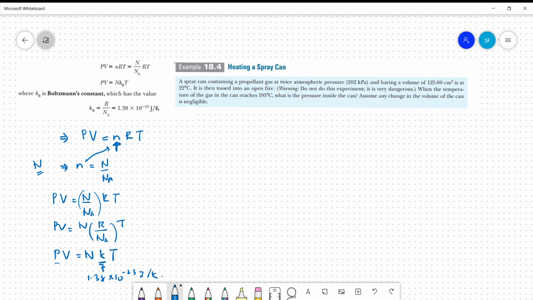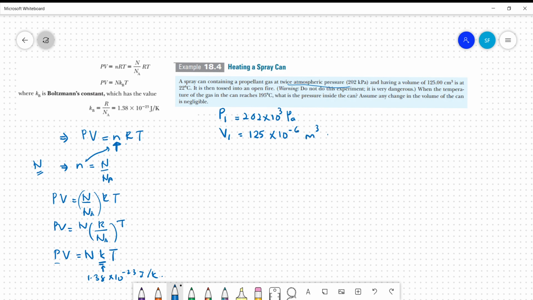Now, one example on how to apply the ideal gas law equation. A spray can containing a propellant gas at twice atmospheric pressure, 202 kilopascal. I want to make it the initial pressure, P1 equals 202 times 10 to the power of 3 Pascal. Ni kilo, k kilo. Having a volume of 125 cubic centimeter, this one also I want to make the initial volume, V1. So 125 cubic centimeter, dalam meter cubic, ia adalah 125 times 10 to the power of negative 6 meter cubed.